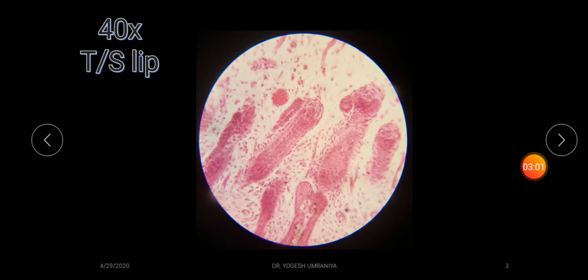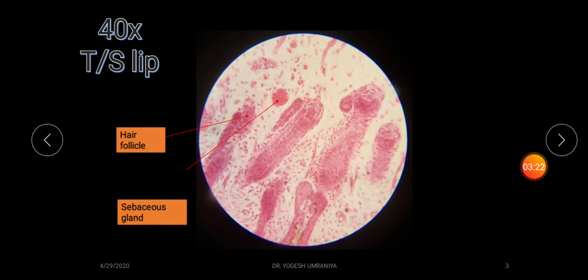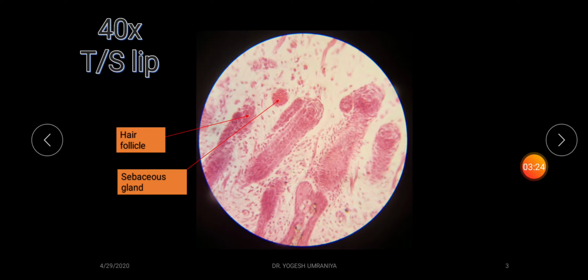Okay, this is the microscopic image under the 40x lens, and again this is a transverse section of the lip. Again you can see this structure, that is the hair follicle. This structure, that is one of the components of the pilosebaceous unit, that is the sebaceous gland. So that is looking like clumps.